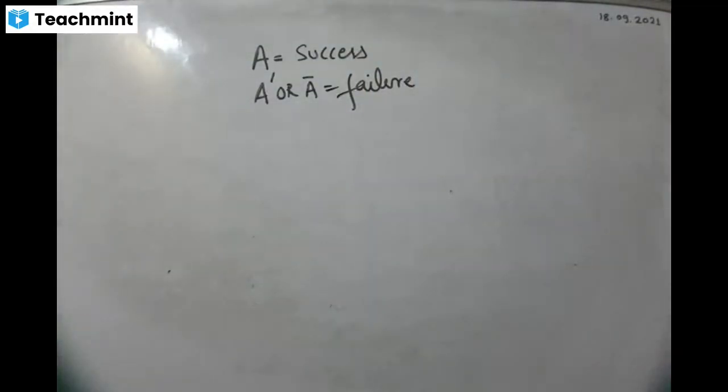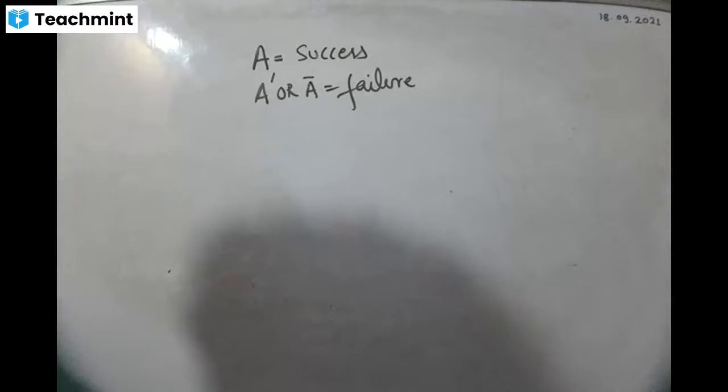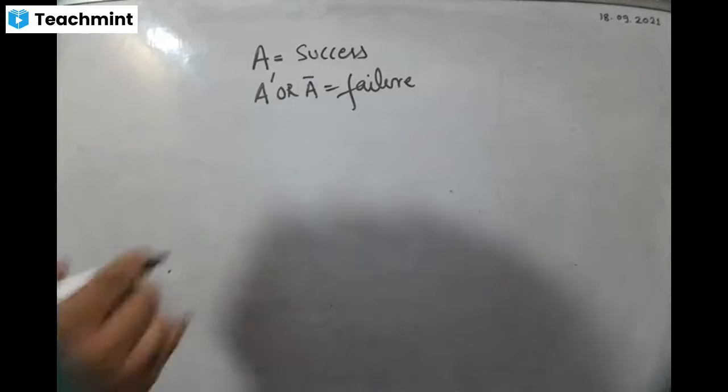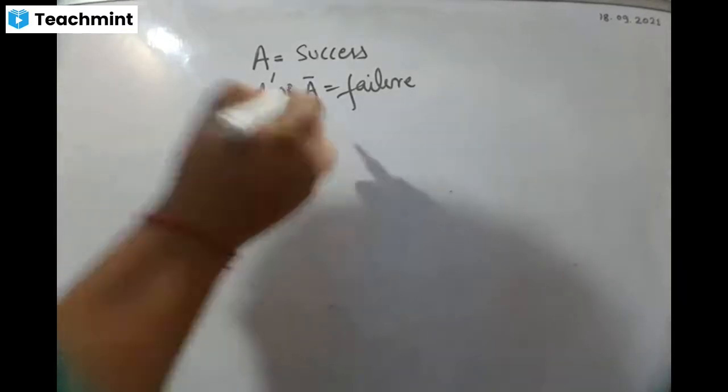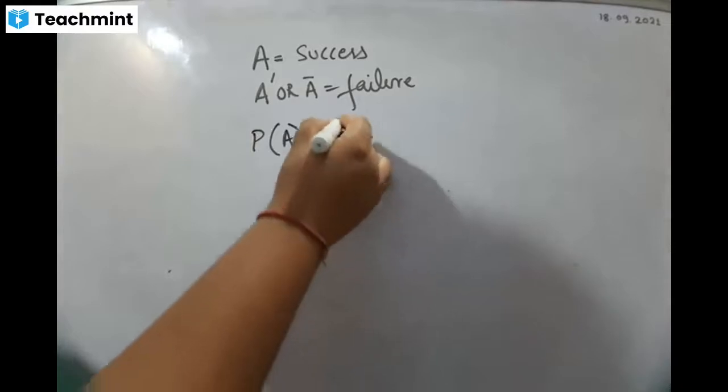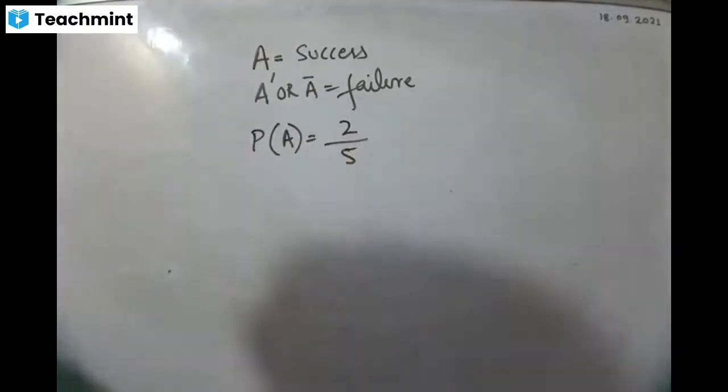I'll explain this very easily. Look at the board. I'll give you a sum. Let us say I give you five sums to do, and out of five sums, you could do only two. So what is the probability that you will be able to solve the problem? Out of five, you could do only two, isn't it?